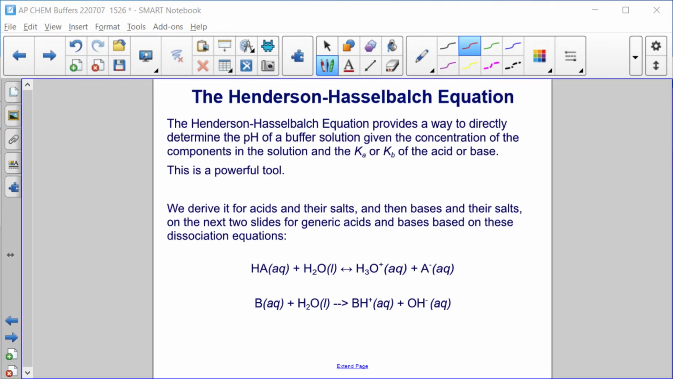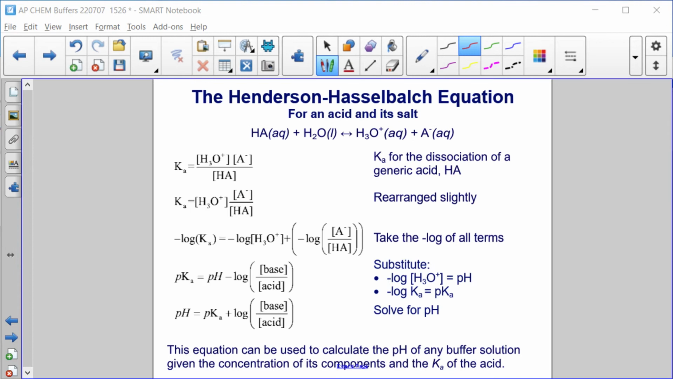The Henderson-Hasselbalch equation provides a way to directly determine the pH of a buffer solution given the concentration of components in the solution and the Ka or Kb of the acid or base. This is a powerful tool. We derive it for acids and their generic salts, and then bases and their generic salts on the next two slides for generic acids and bases based on the following dissociation equations. The first for a weak acid in water, the second for a weak base in water.